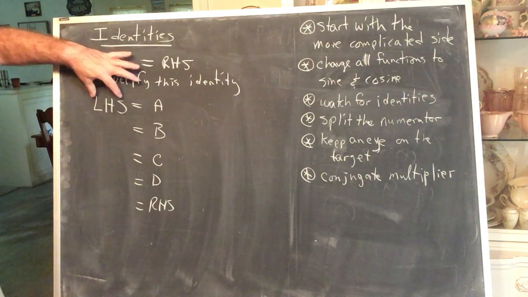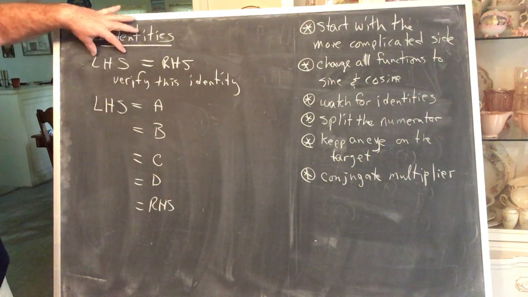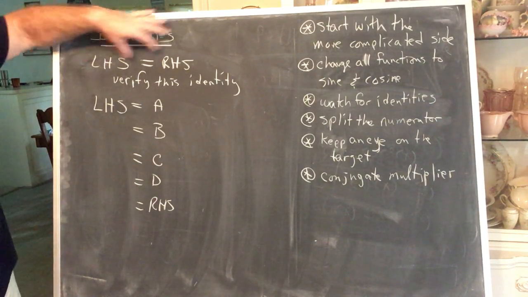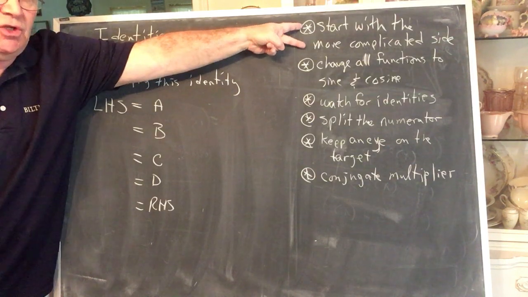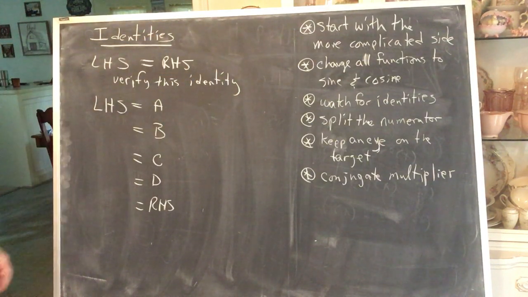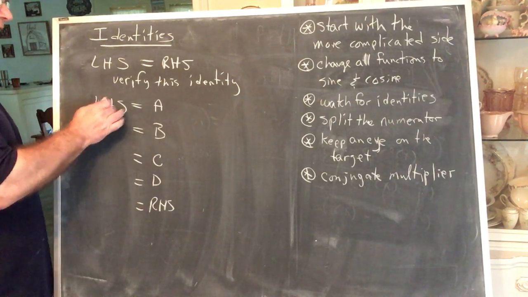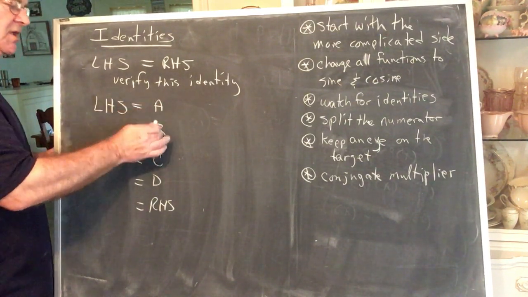So the goal is to start with one side or the other. You do not need to start with the left-hand side. You may, if you wish, start with the right-hand side. Either is allowed, but typically it's usually easier if you start with the more complicated side. So let's assume the left-hand side is more complicated. Left-hand side is equal to A, and then you change it to equal B.